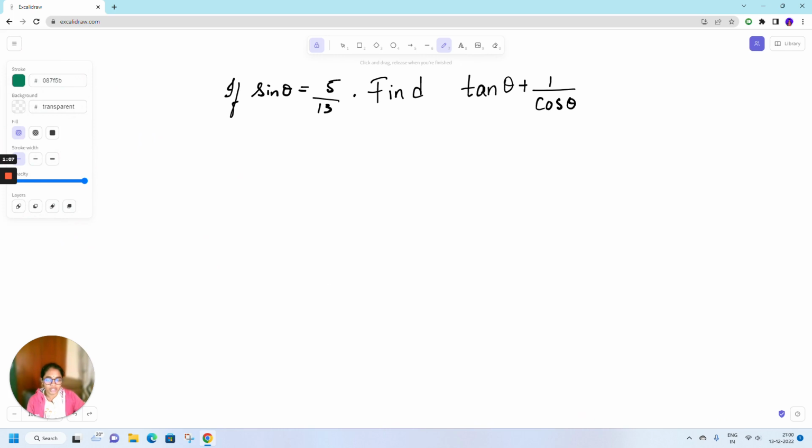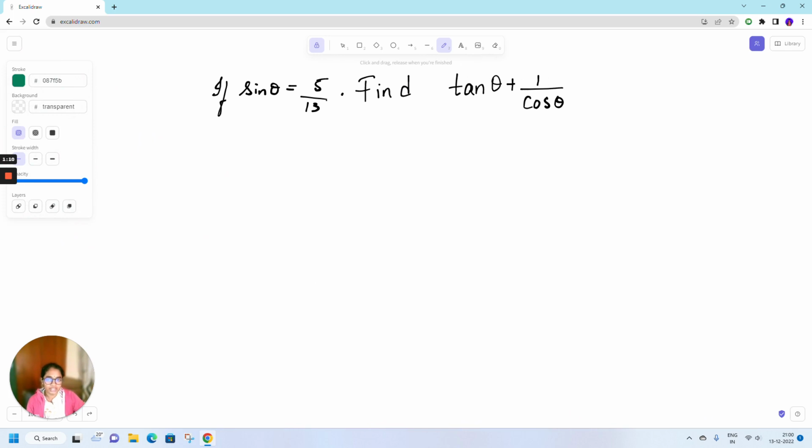Here they have given sine theta is equal to 5 by 13. We have to find tan theta plus cos theta. Firstly, let me take a right angled triangle. This is a right angle triangle. Let me name the vertices A, B and C. I take this angle as theta.